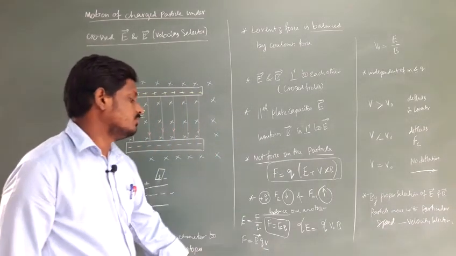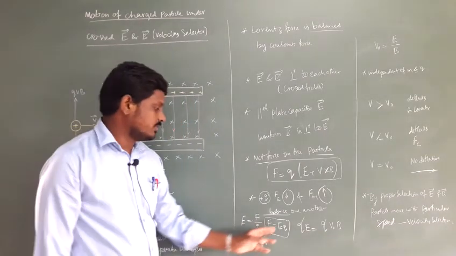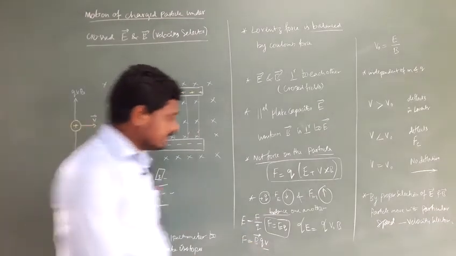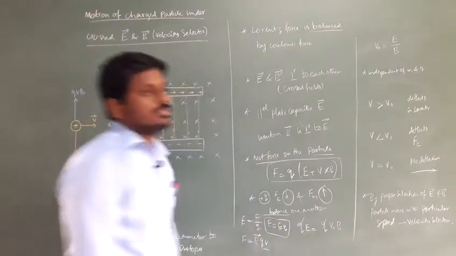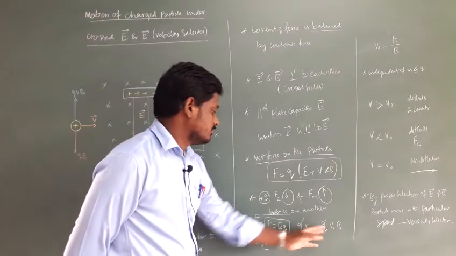Here the electric force is due to the electric field, so F is equal to EQ. This is the first lesson, and this is the third lesson: F is equal to BQV. Then one is balanced by another. So you just need to equate.